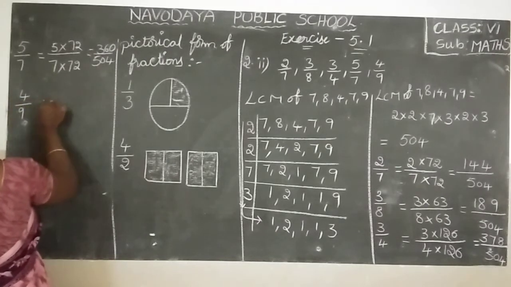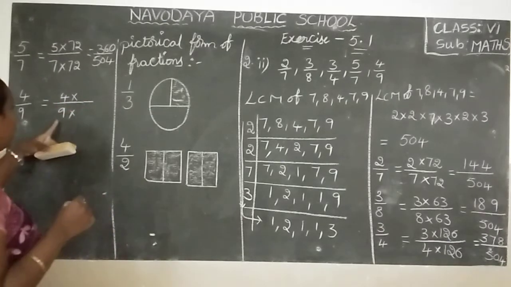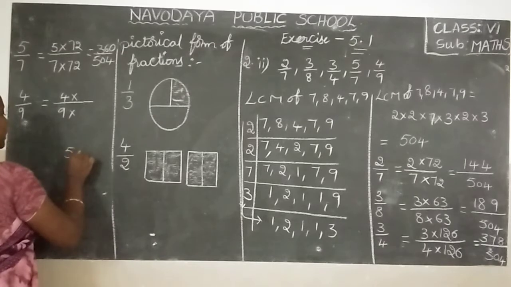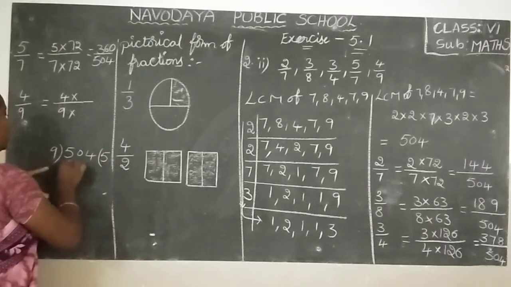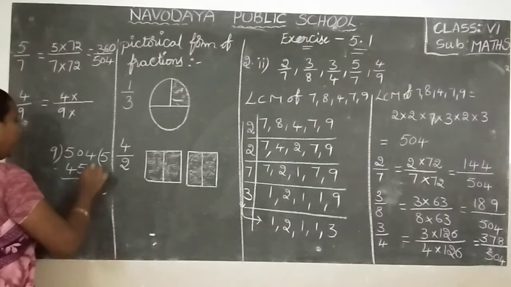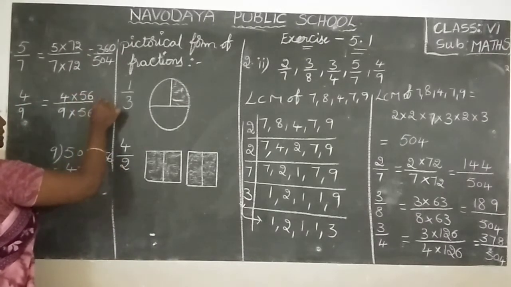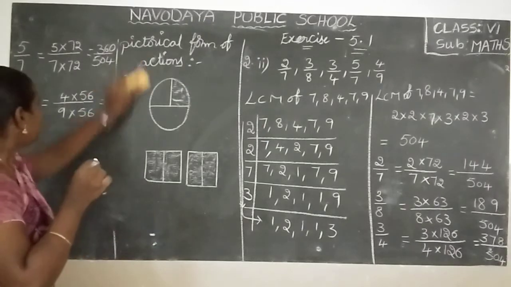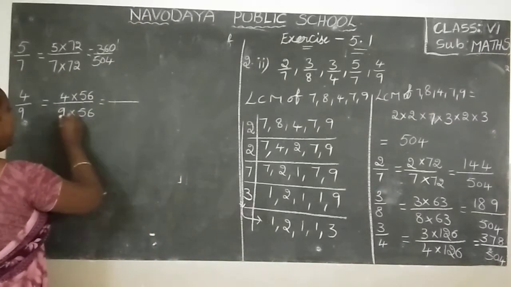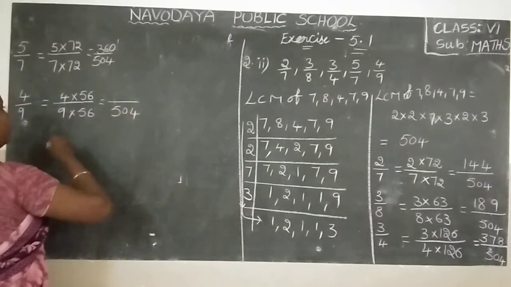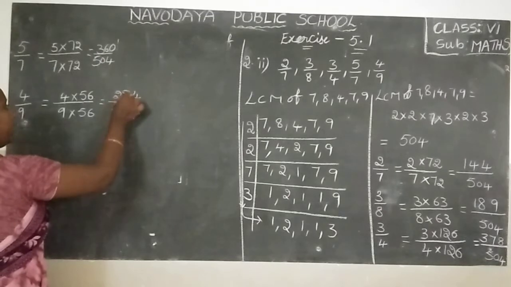Next one, 4 by 9. So 4 into what, 9 into what? To get that number we have to divide 504 by 9. So 5 times 45, 54. So 6 times, 56. So 4 into 56 is 224, and 9 into 56 becomes 504. 6 4s are 24, 5 4s are 20 plus 2, 22.